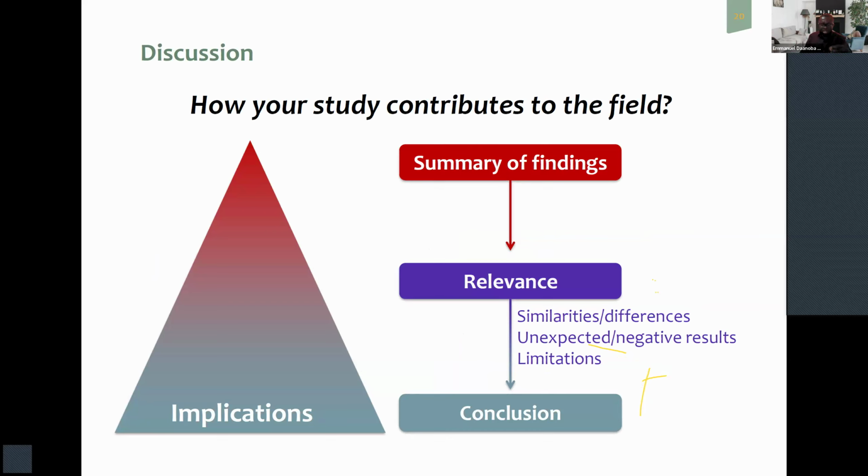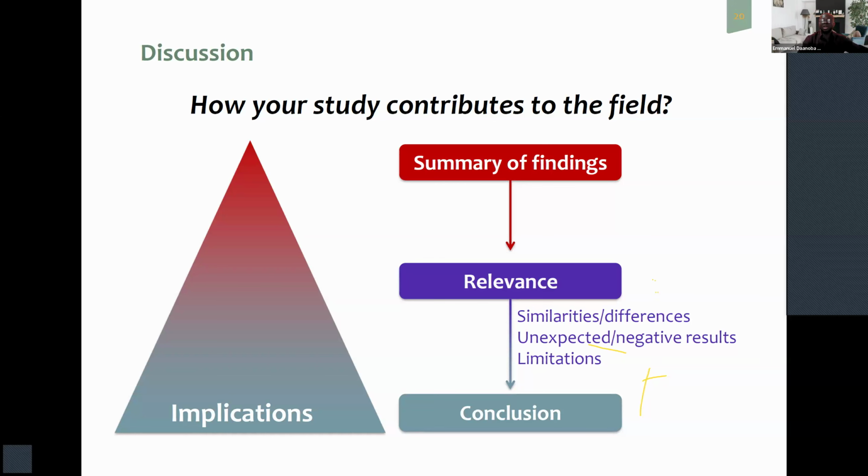If there were some negative results, you were expecting something and you didn't get what you wanted, it's a negative result. You present it there. Unexpected results, you present them. Then even the limitations, you can add them in the discussion. Because if you didn't get something, it means something happened. You didn't do something. That is a limitation. Then you can conclude. The discussion also has a way of concluding. So discussion simply deals with the implications of your findings.